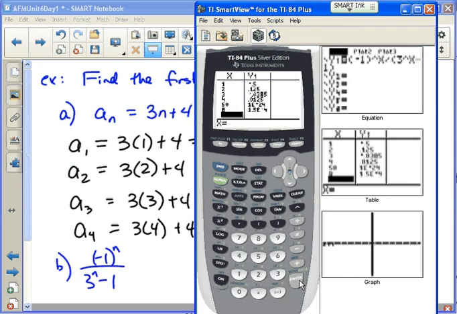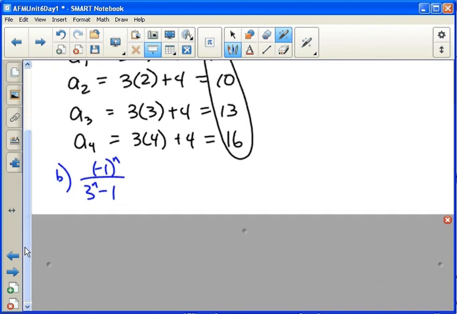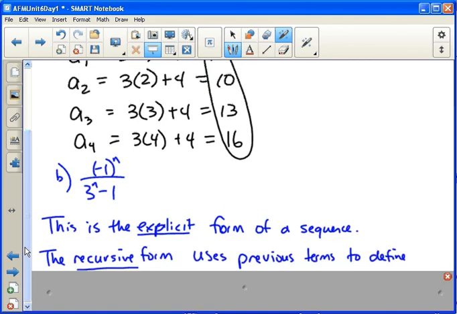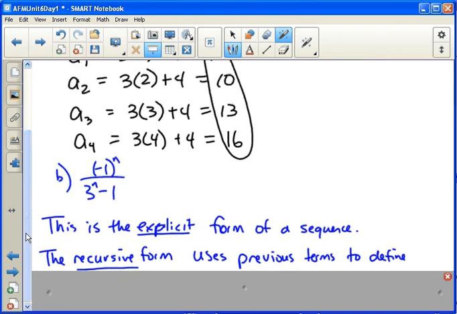Alright, now there are 2 different ways to write sequences. One is the explicit form, which is what these 2 examples are. So these 2 in blue right here, 3n plus 4 and negative 1 to the n over 3 to the n minus 1.